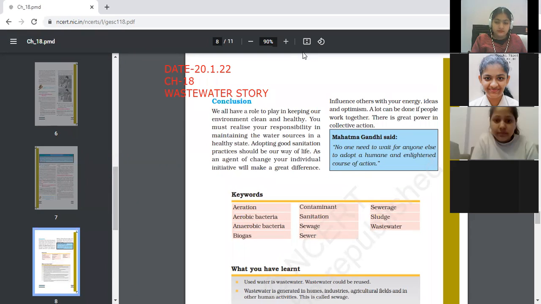A lot can be done if people work together. There is great power in collective action. Mahatma Gandhi said, "No one need wait for anyone else to adopt a human and enlightened course of action."